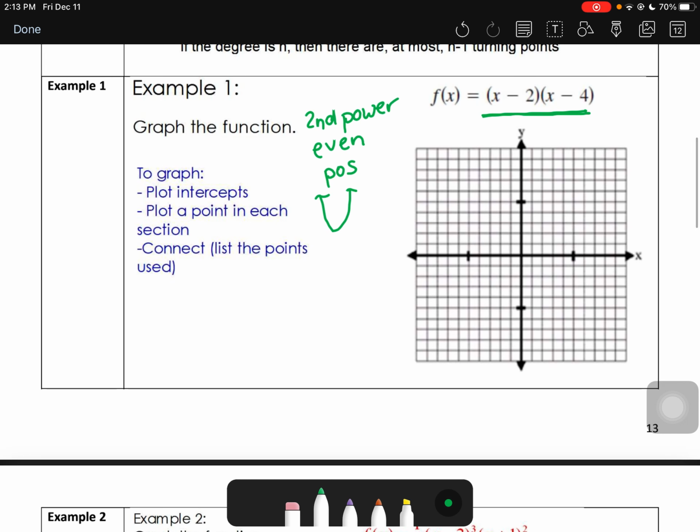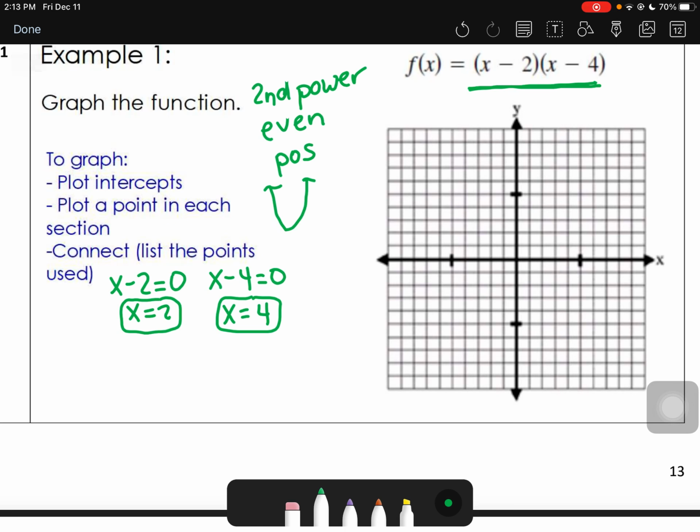The process is that we're going to plot the points that are given to us as our solutions. So if x minus 2 is one of our factors, we're going to set it equal to 0, and we know that positive 2 is one of our roots or zeros. We have x minus 4 equal to 0, adding 4 to both sides. We know that positive 4 is one of our solutions, our roots.